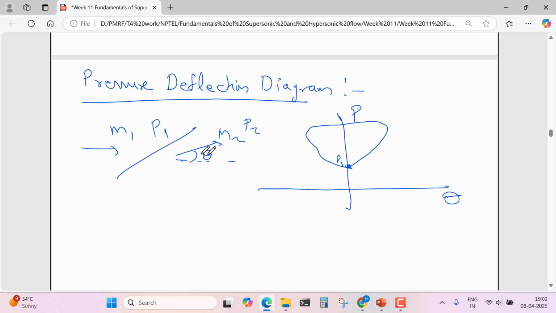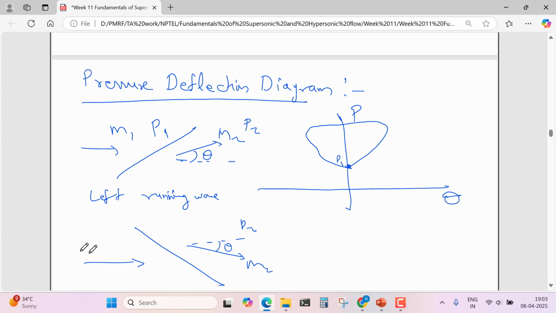This is for the left running wave, where theta will be positive. If there is a right running wave, this theta will be negative. So this is for M1. If we keep changing the deflection angle theta, then we will get a different P2 value. Using this P2 and theta value, we plot this pressure deflection diagram, and this is the theta max value.